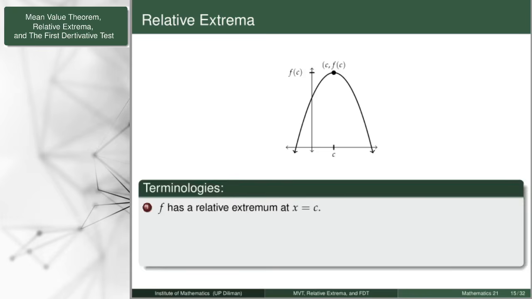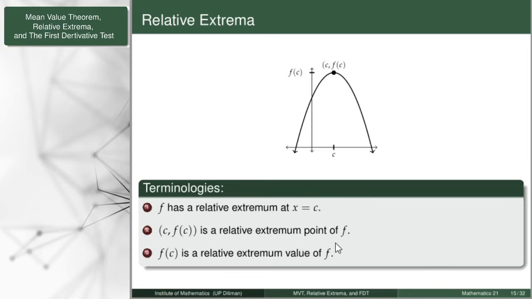Now let's have a few terminologies. So, in this case, we say that f has a relative extremum at c. The point (c, f of c) is called the relative extremum point, while the y value f of c is the relative extremum value. So you have a relative extremum at a point x. The relative extremum value of f is the y value, and the point will be (c, f of c). This is more for clarity, and so that you'll be able to read the module and the literature easily.